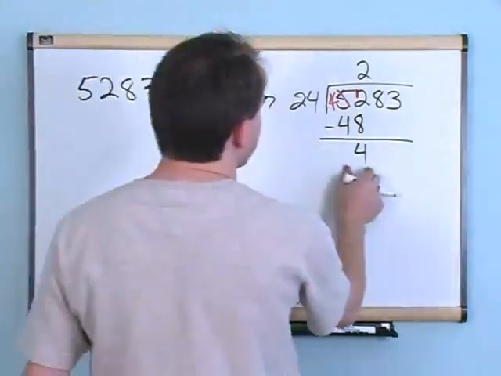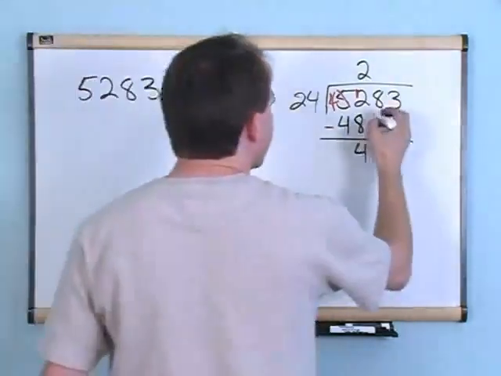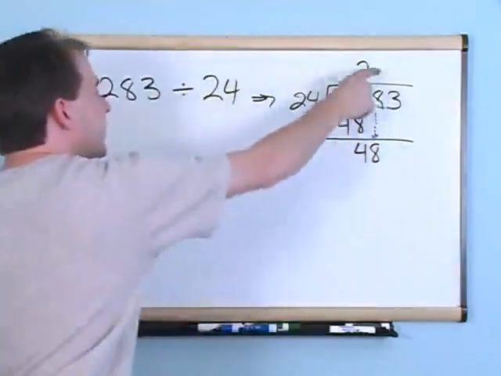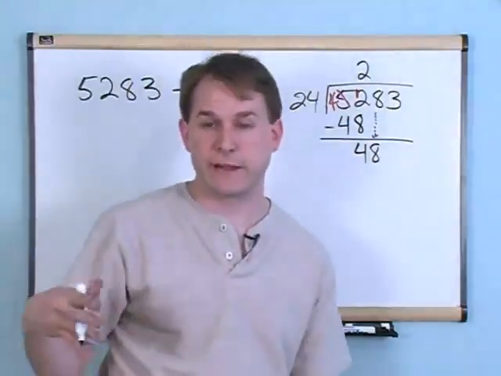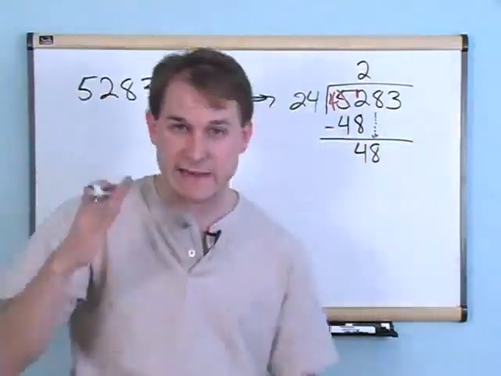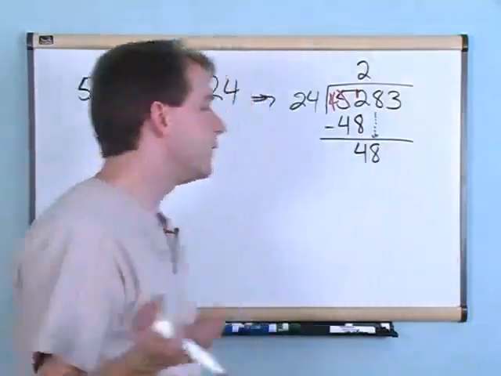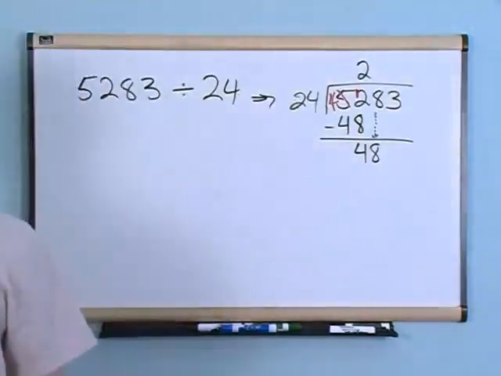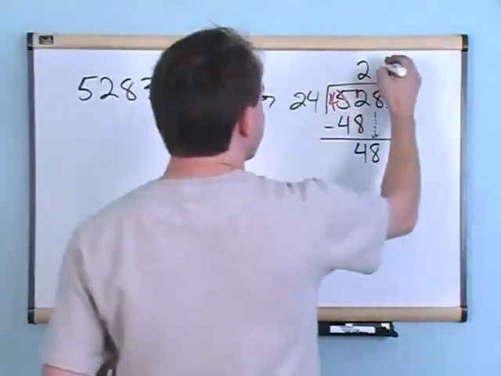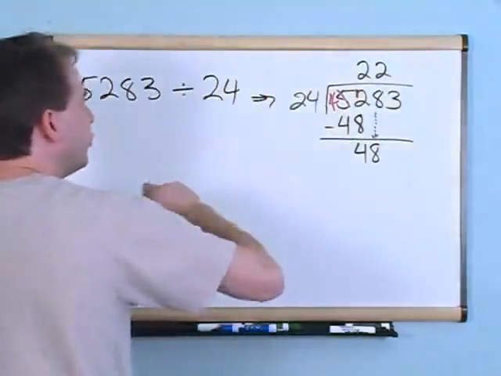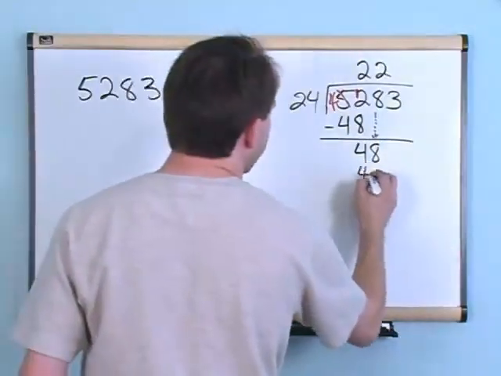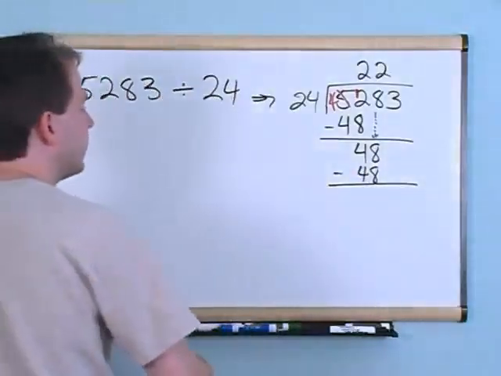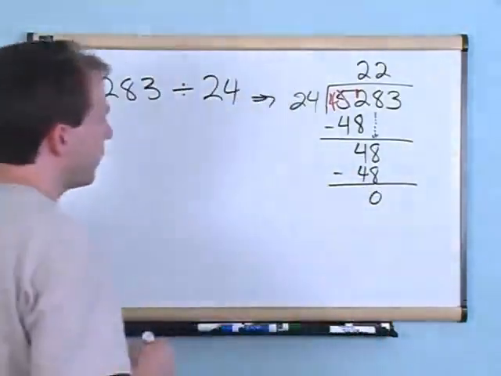Now, can 24 go into 4? No, it can't. But before I do anything else, I've got to try to drag down that next digit. Before you put any zeros up here, if you're trying to divide through, you've got to make sure and try to drag down that next digit over before you do that. Okay? So the question is, can 24 go into 48? Sure it can. We already just figured out that it can go 2 times. 2 times 24 is 48. We just figured that out. Okay? So then we just subtract those two. 48 minus 48 obviously is going to give you 0.